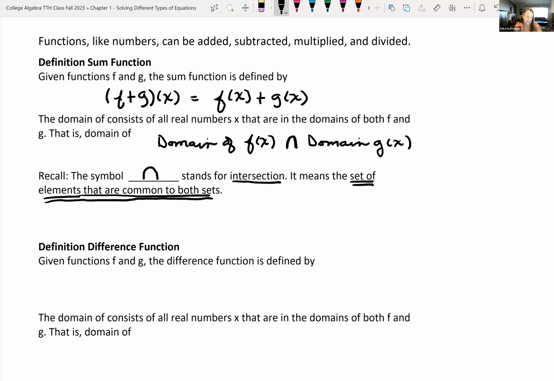So for the definition of the difference of two functions, if we're given f and g, we could write it as f minus g of x. And this is the same thing as thinking of taking f of x minus the whole equation g of x. Same thing as before, the domain is going to consist of all real numbers x that are in common with both f and g. That is the domain of both of those.